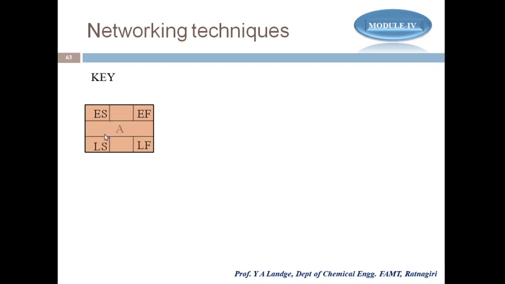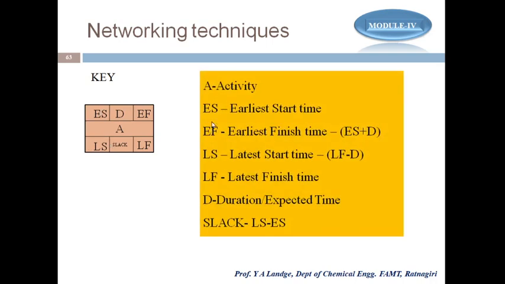After that, you write here A, that is the name of the activity, in the middle of the rectangle, and here you have to write the D. D stands for the duration of the completion of the activity. It means the time, and the slack. The slack is the difference between the LS and ES. So let's see. A is called activity. ES stands for the early start time. EF is the earliest finish.